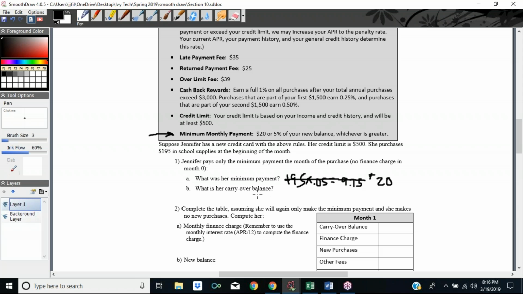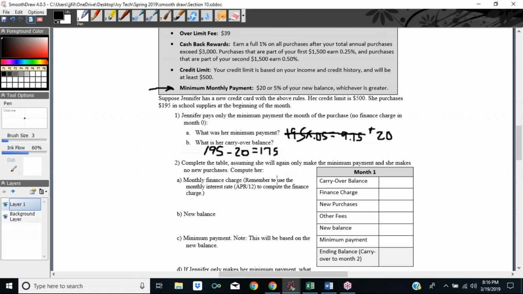So it says, what is her carryover balance? Well, she has $195 and she makes a $20 payment. Her carryover balance is $175 because she didn't get any interest on the first month that she made those purchases. So now we're going to look and see what happens as we move along. So there's our carryover balance for Jennifer, $175.